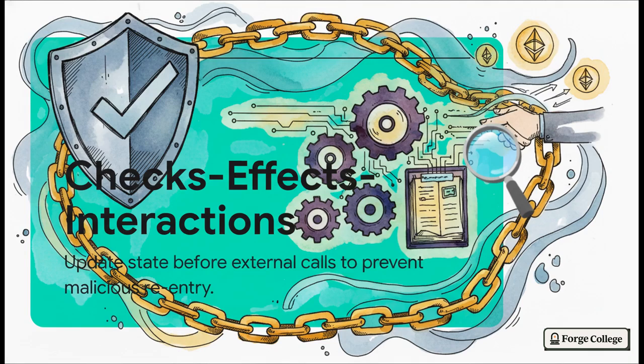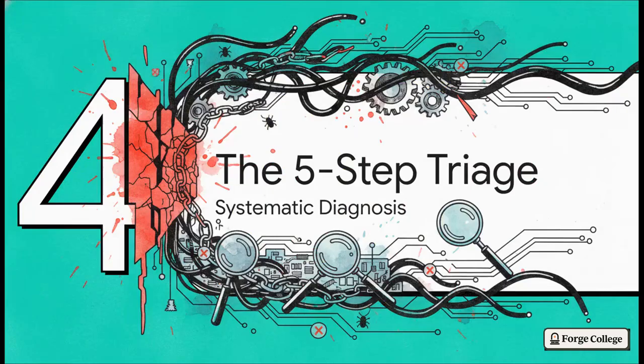As the chief engineer of your contract, I am prescribing a structural reinforcement known as the checks-effects-interactions pattern. This is your golden rule. You must do your checks, like verifying balances, then apply your effects, which means updating the state ledger to show a zero balance, and only then perform your interactions, which is making that external call to send the ether. Update the state first, send the money second. Always. No exceptions.